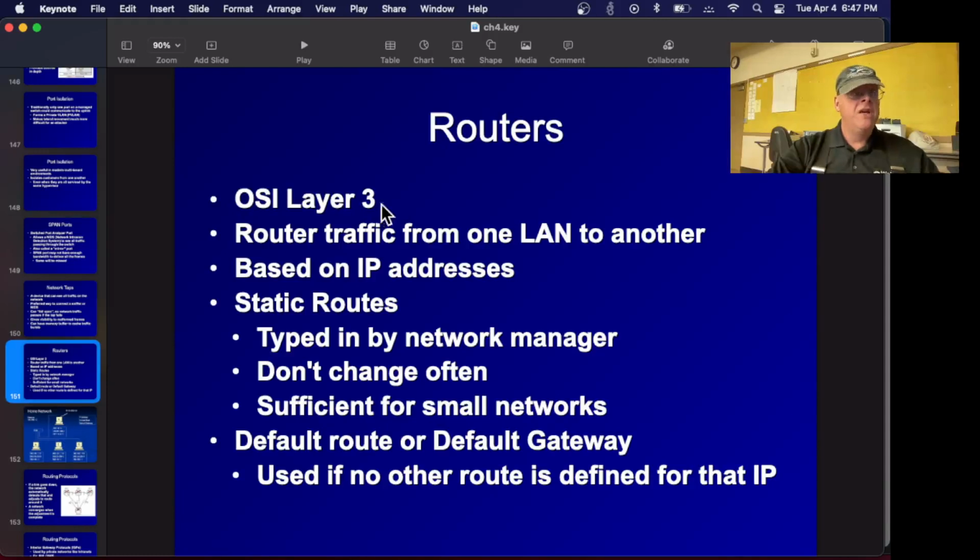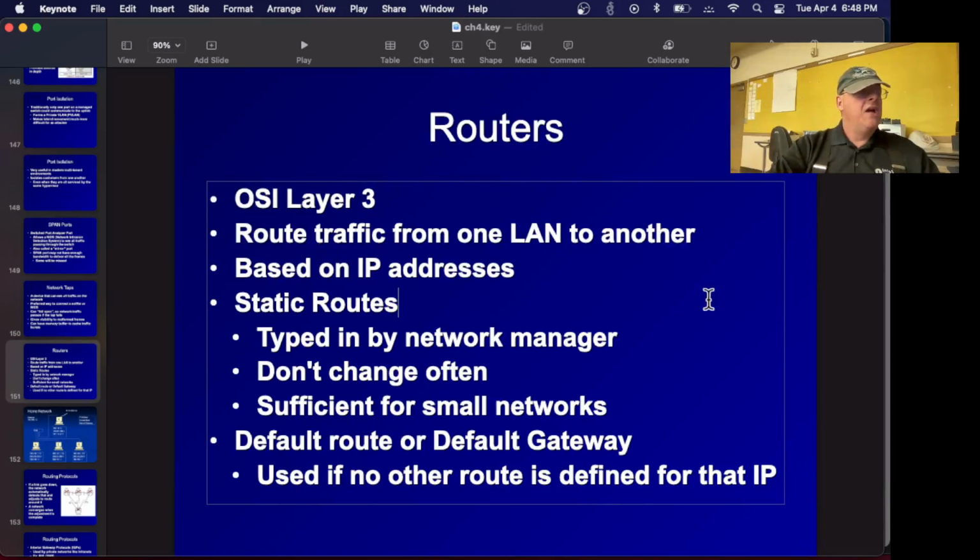Routers are at layer 3, so they can route traffic from one local area network to another. And it routes traffic based on IP addresses. You can have static routes typed in by a network manager, like static IP addresses you might put on an endpoint. This is what you do with small networks.